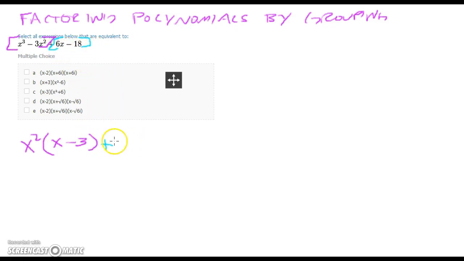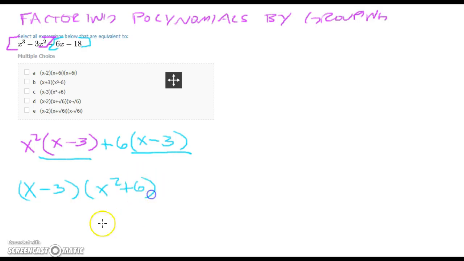they both have a 6, so I'll bring that out. I've used the 6. There's an x left. I've used the 6 here. 18 divided by 6 is 3, so I just have a minus 3 left. Now, both of these terms share an x minus 3, so I can factor out the x minus 3, and I'm left with x squared plus 6.